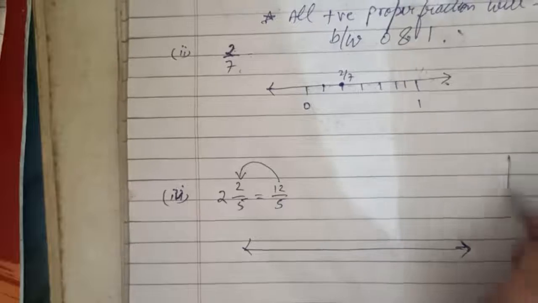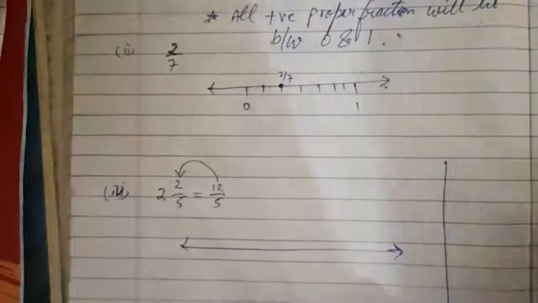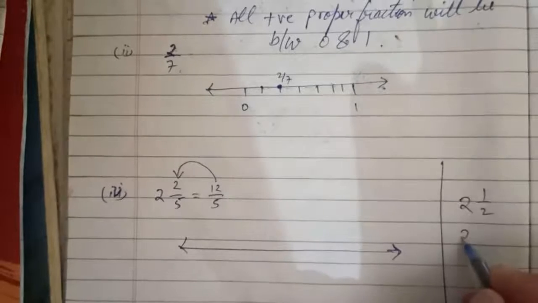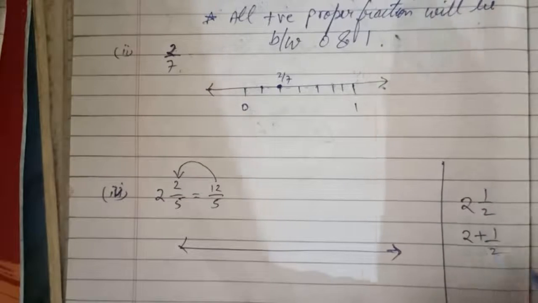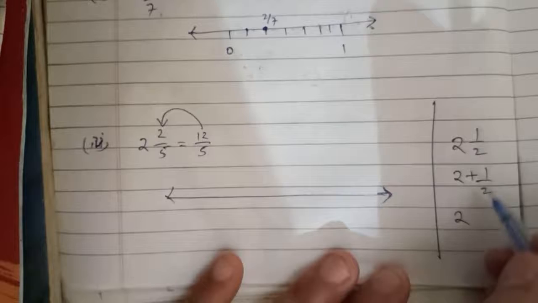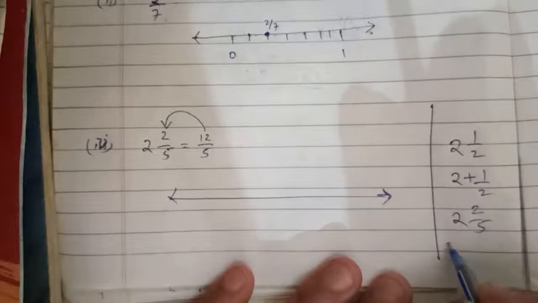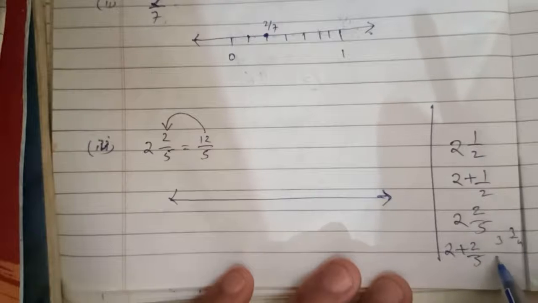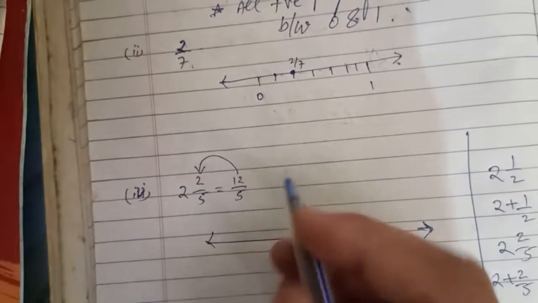It means, let's take one example. If someone gives you 2.5, it means they have given you 2 plus half. So we can write all mixed fractions that way: 2 plus 2 upon 5. If someone gives you 3 whole 3 by 4, that means they have given you 3 plus 3 by 4. In the same way, 2 whole 2 by 5 means 2 plus 2 by 5. Clear?